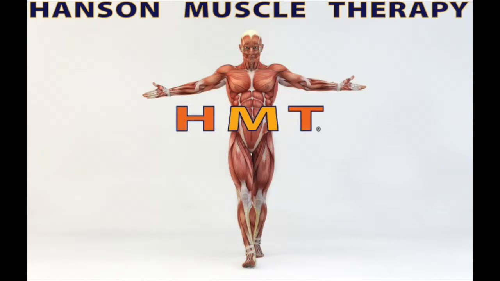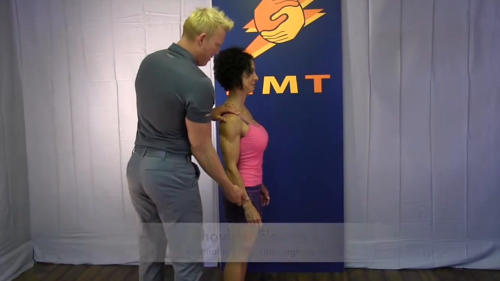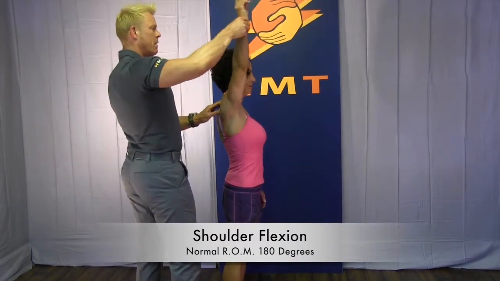There are two kinds of range of motion evaluation: passive and active. Passive is when the examiner moves the tested person's limbs to see the range. Active is when the examined person moves their limbs themselves. Here is a demonstration of shoulder flexion.